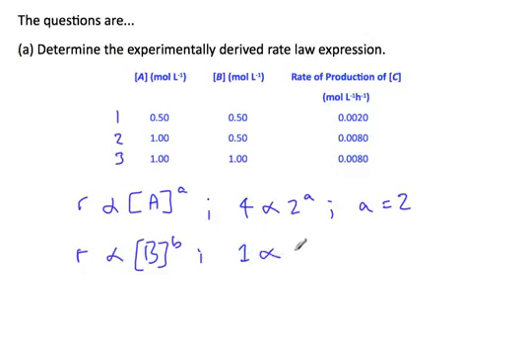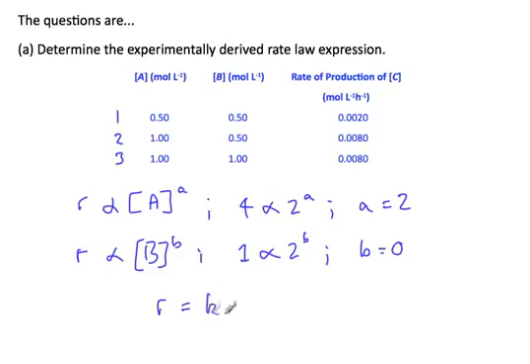And so what did we do to the concentration of B? We actually doubled the concentration of B. And so what must the exponent for B equal? 2 to the power of what equals 1? Well, it must be equal to 0. So this reaction is actually 0 order in B. That is to say, there is no effect on the rate of this reaction when you change the concentration of B. So the experimentally derived rate law is going to look like this.